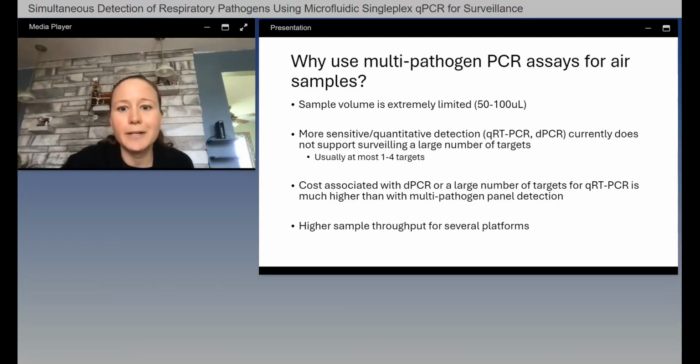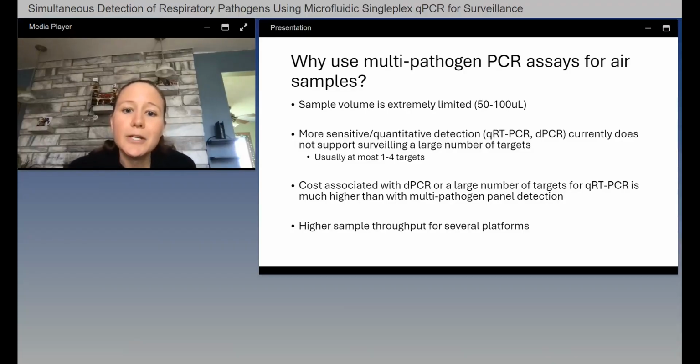Typically, the volume that we get after nucleic acid extraction is extremely limited. So we get about 50 to 100 microliters per sample. There's also not a lot of genetic material collected on the air sampler. So we typically have to figure out what to do with it in a realistic fashion.